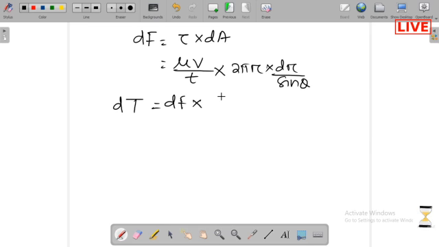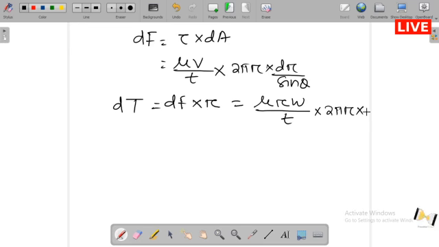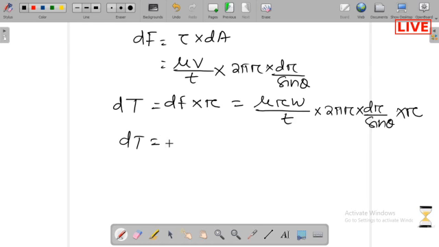The perpendicular distance is called small r. Imagine, so you can write down the shear stress mu times B, which is r omega divided by t, and the area is 2 pi r times dr by sin theta, times r. So what is this dt coming to? If you solve this, how much is it coming?